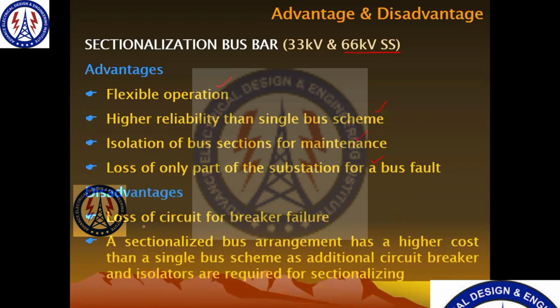Then disadvantage, again, if there's a fault on the feeder we are losing a feeder, and a sectionalized bus bar arrangement has the higher cost. Why? Because we have the additional circuit breaker and isolator required for the sectionalizer, and due to which the engineering cost, the equipment cost, okay, civil work, so everything will increase. So that's why the price of this system is more than the previous system.